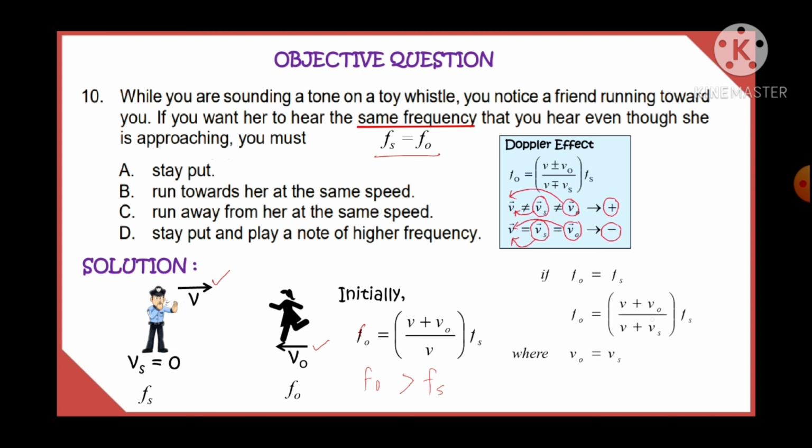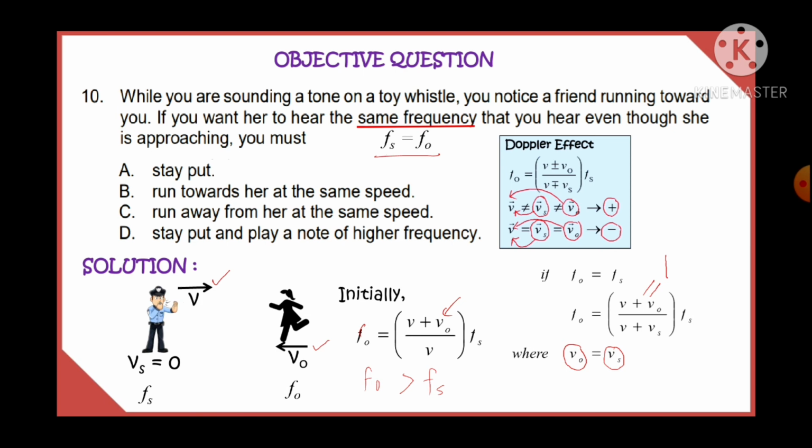So if we want to make f naught equal to fs, we need to use this equation, V plus V naught for the initial part, divided by V plus Vs, with the condition that the magnitude of V naught is equal to Vs. If the magnitudes are equal, when we divide, we get 1. When the answer is 1, it means that f naught is equal to fs. That's the first way, the first answer: you need to move with the same speed as the observer. You need to run with the same speed as the observer.